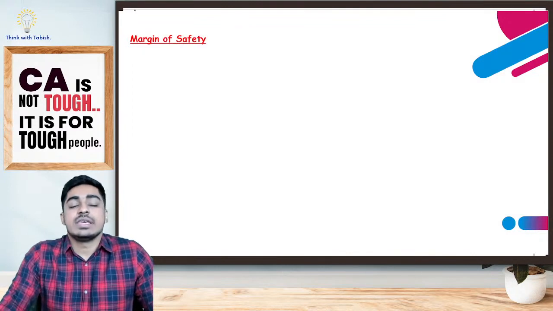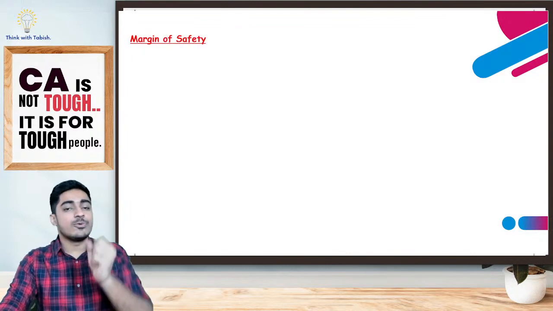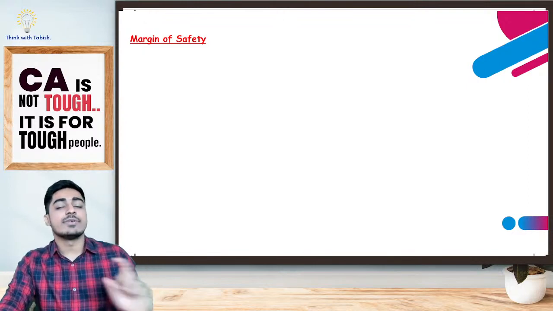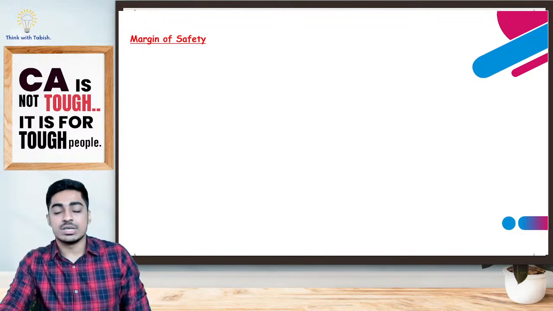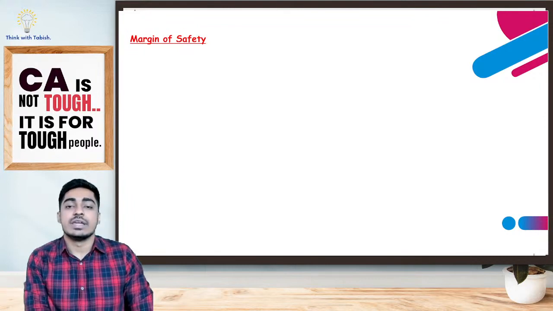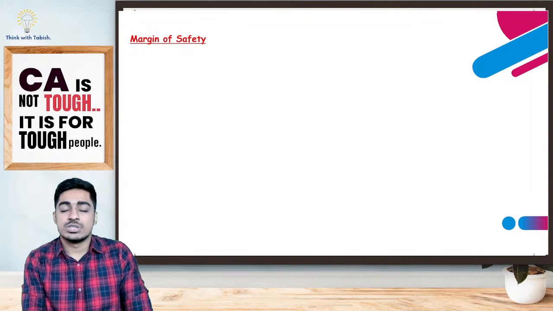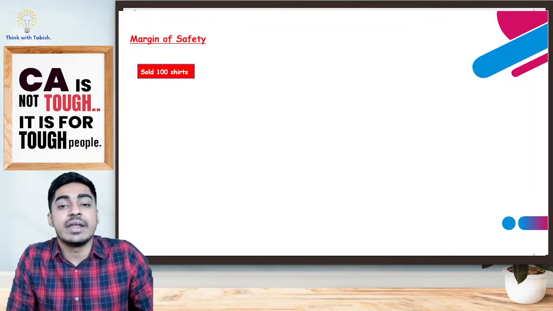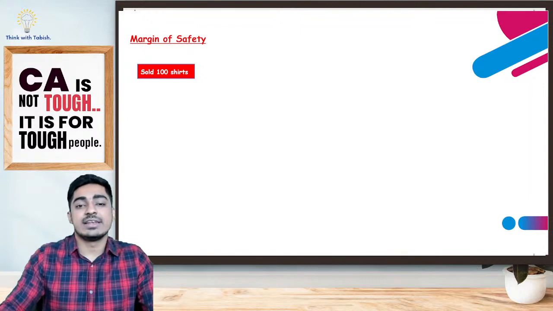So initially what we thought, if we sell one shirt, we'll be getting 400. Later we realized we have to recover this fixed cost of 10,000. So we said if we sell 25 shirts, we'll be in a position to recover our fixed cost of 10,000 rupees. Suppose in a period we have actually sold 100 shirts. So what will we say?